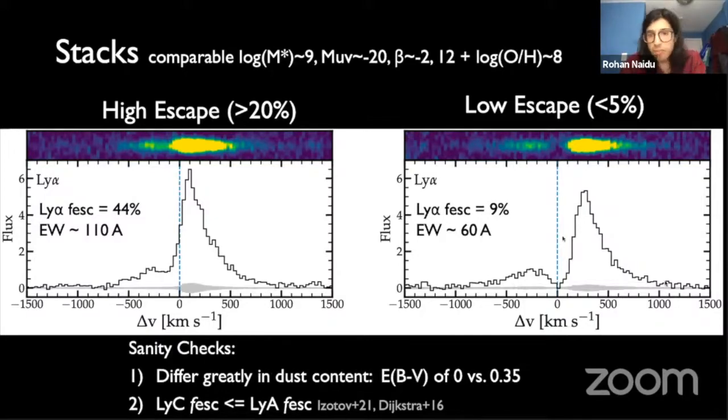As two sanity checks that what we are doing is really working, the stacks differ in their dust content greatly. Remember, we picked these stacks based purely on their Lyman alpha profiles. No other selections were made, and we see that they differ greatly in dust content. So this is a good sanity check that what we're doing is really working.